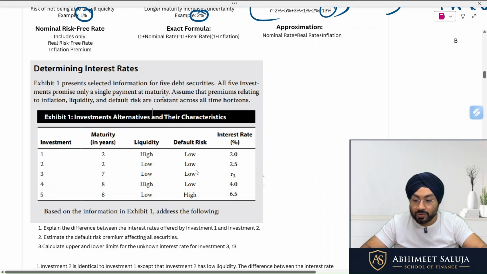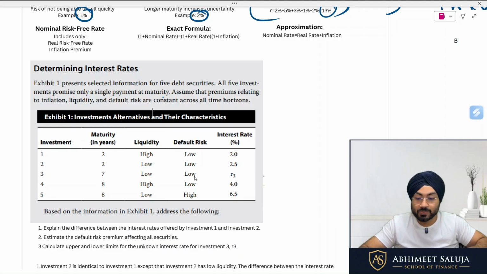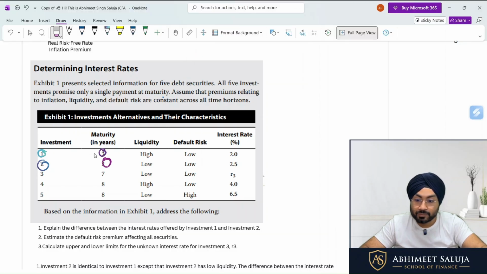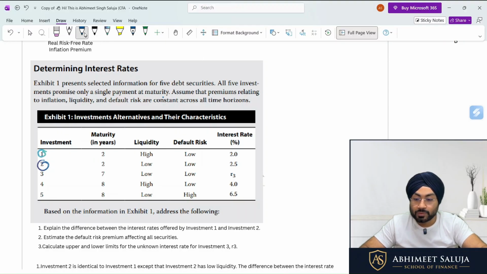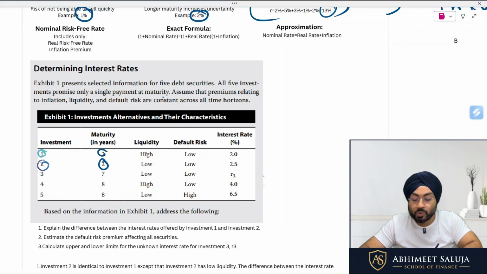Question 1 is to explain the difference between the interest rates offered by investment 1 and investment 2. Let's carefully look at investment 1 and investment 2 first. The maturity is 2 years, which is basically the same. Maturity is the same, 2 years, 2 years.